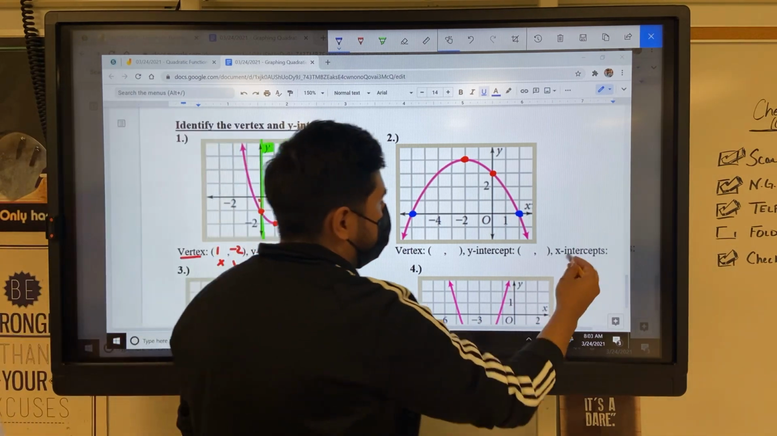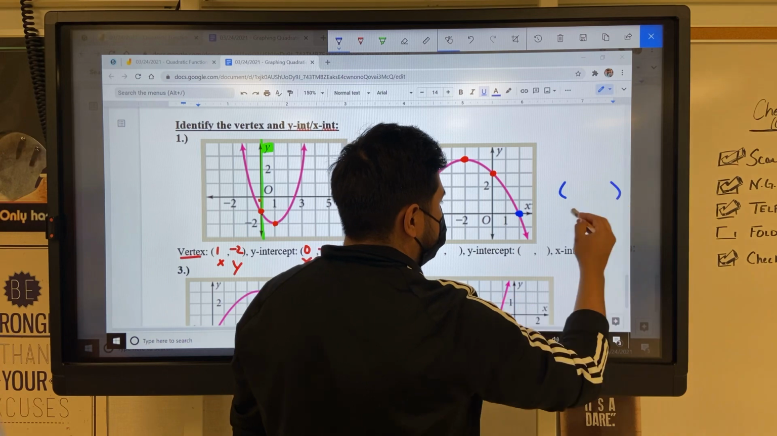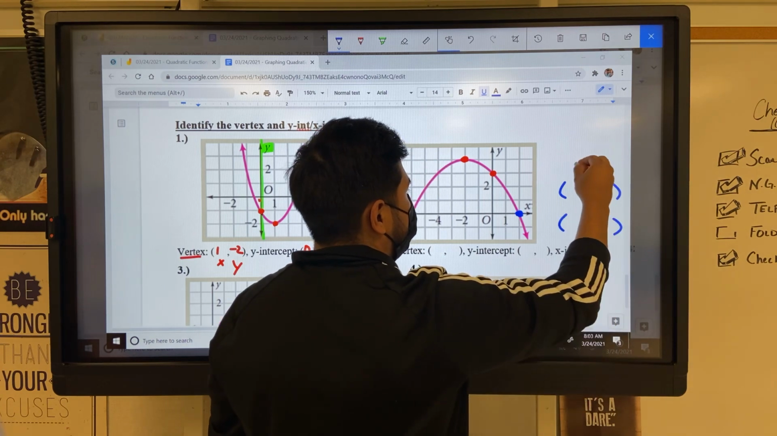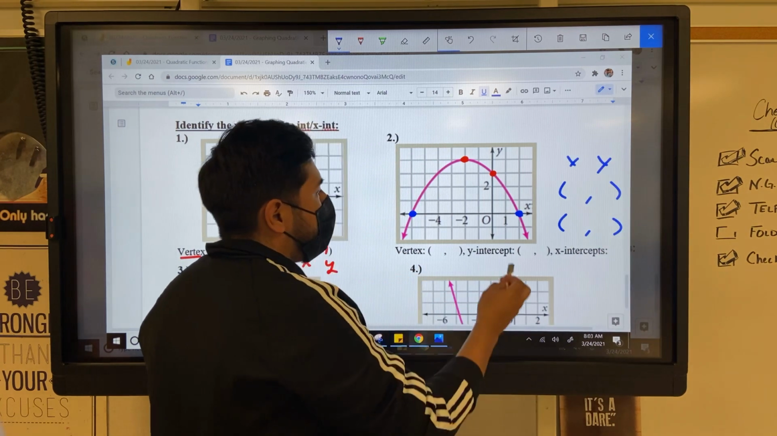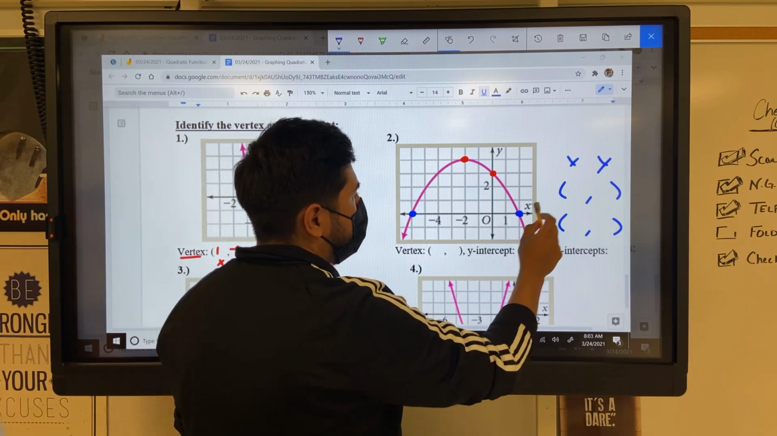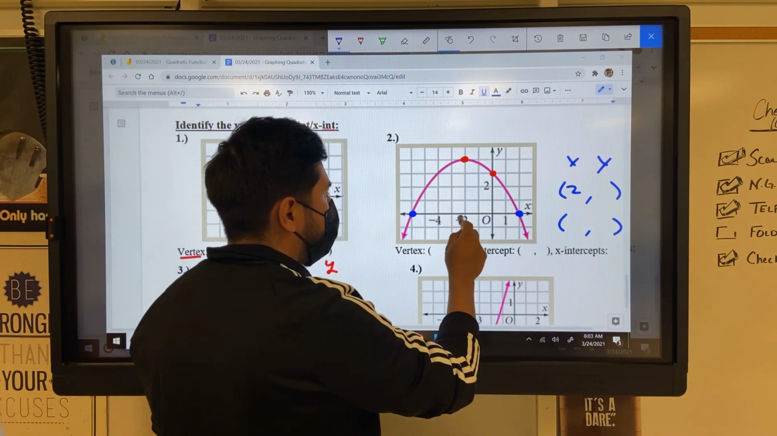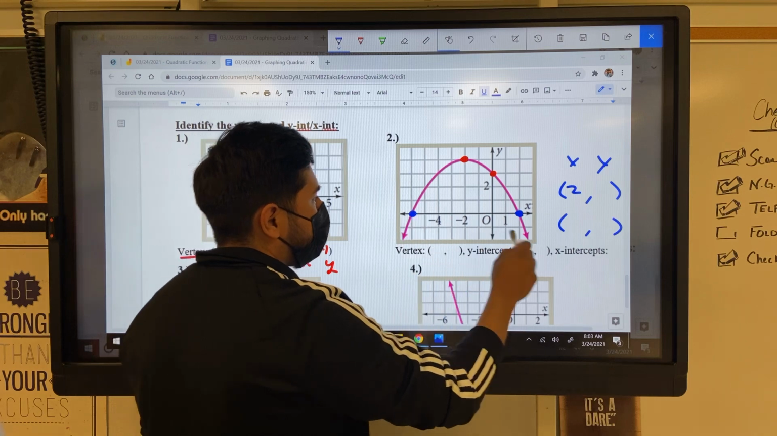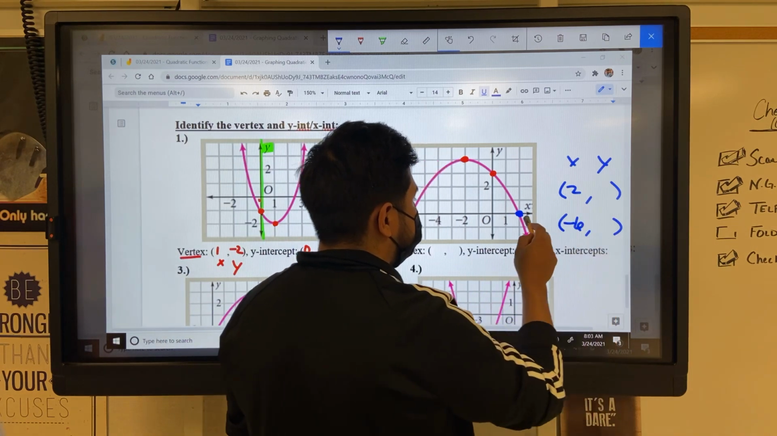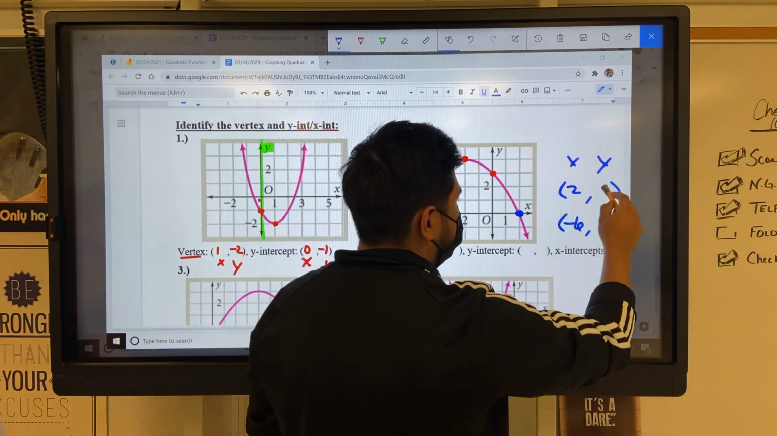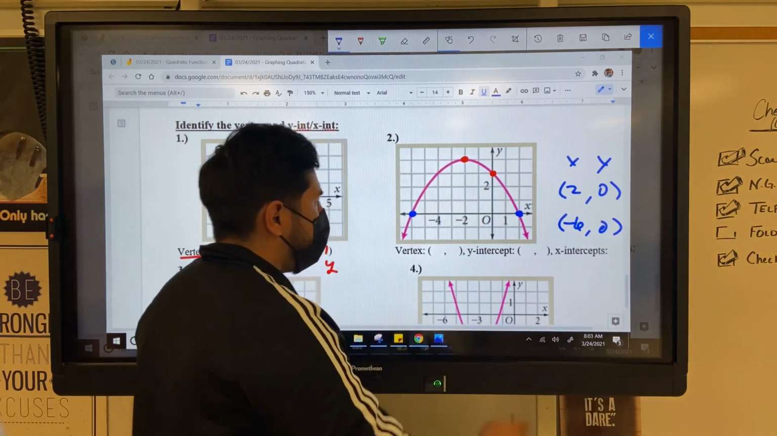I'll help you with the x-intercept real quick. 2 points. X, y. X numbers are 2, -5, -6. Don't forget, since we don't see any y numbers on here, 0, 0. You should be able to do those 2.